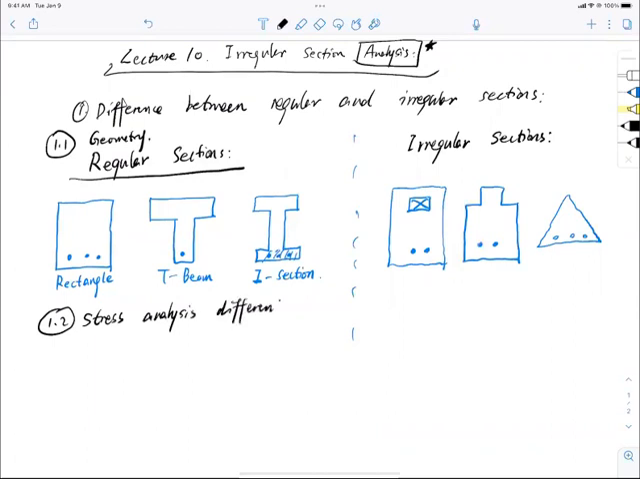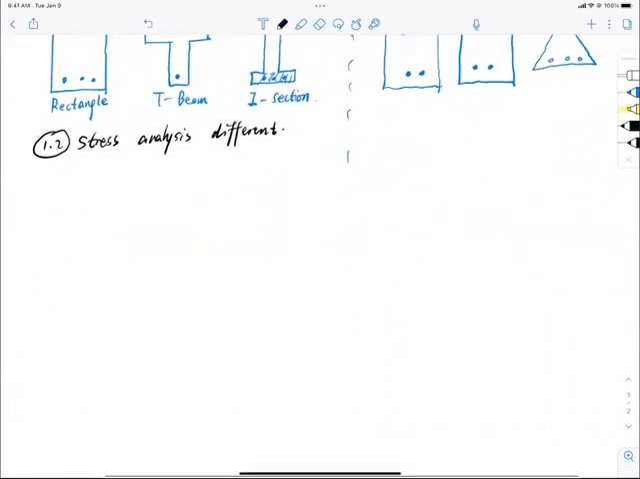So let's take a look at the irregular section, right? Say I have a regular section like this, okay? And it's nice and straight. I have all these nice tensile zone and compressive zone built in it.